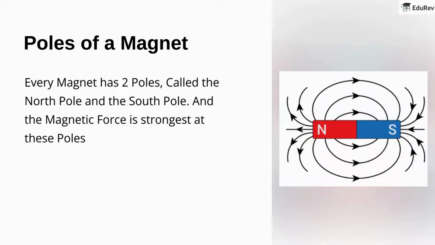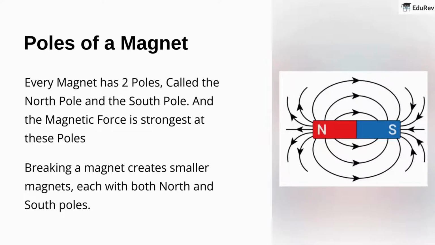Now, every magnet has two ends, called poles, the North Pole and the South Pole, and the magnetic force is strongest at these poles. And here's something interesting. If you break a magnet, it doesn't lose its poles. Instead, each piece becomes a new magnet with its own north and south poles.